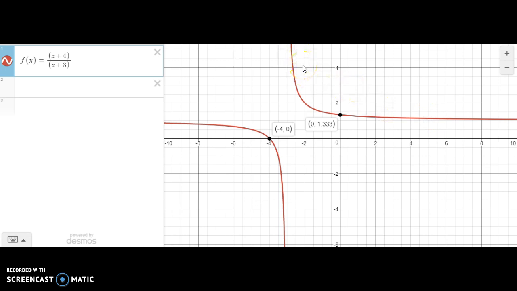So first, vertical. You can see that the function approaches -3 but never actually reaches it, so the vertical asymptote is x equals -3. Then your horizontal asymptote is y equals 1 because it's approaching 1 but never actually reaches it. Then finally, you're going to find your end behavior, and this one is as x is approaching -infinity, y is approaching 1, and as x is approaching infinity, y is approaching 1.